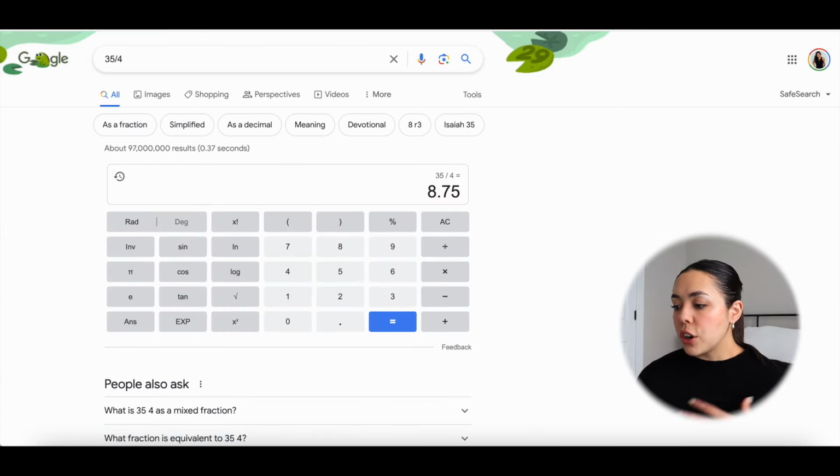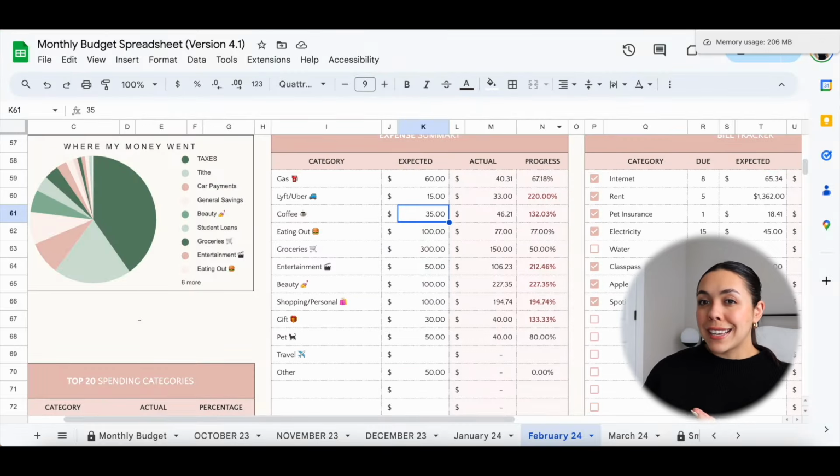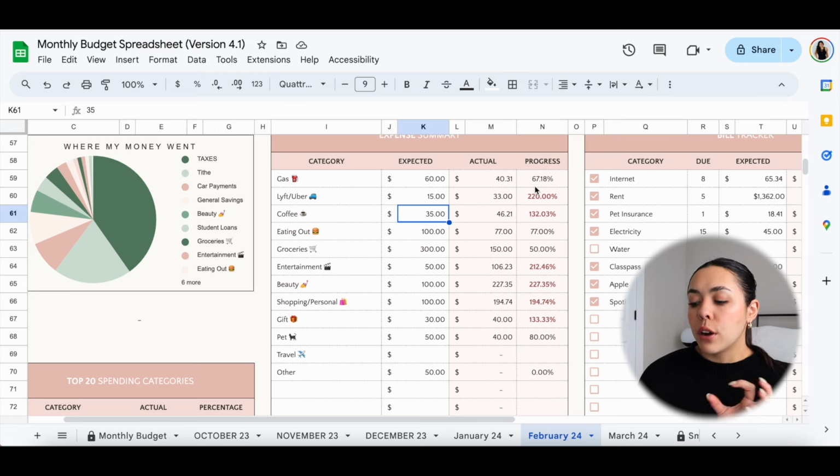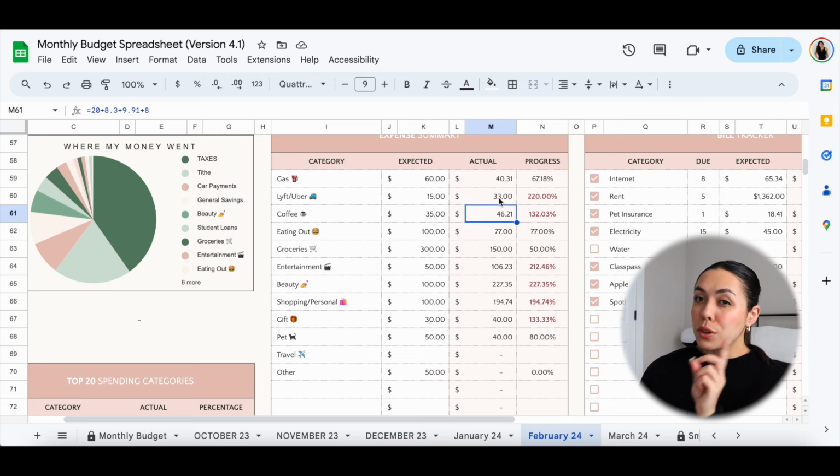For coffee, I budgeted $35, which is about $8 to $9 a week. So a coffee and some change every week. I spent a little bit more than this, but only by $10. I spent $46, which I feel like was pretty good because I also was at the airport and stuff this month. And I'm gonna be again. So, you know, airport coffees are a must.